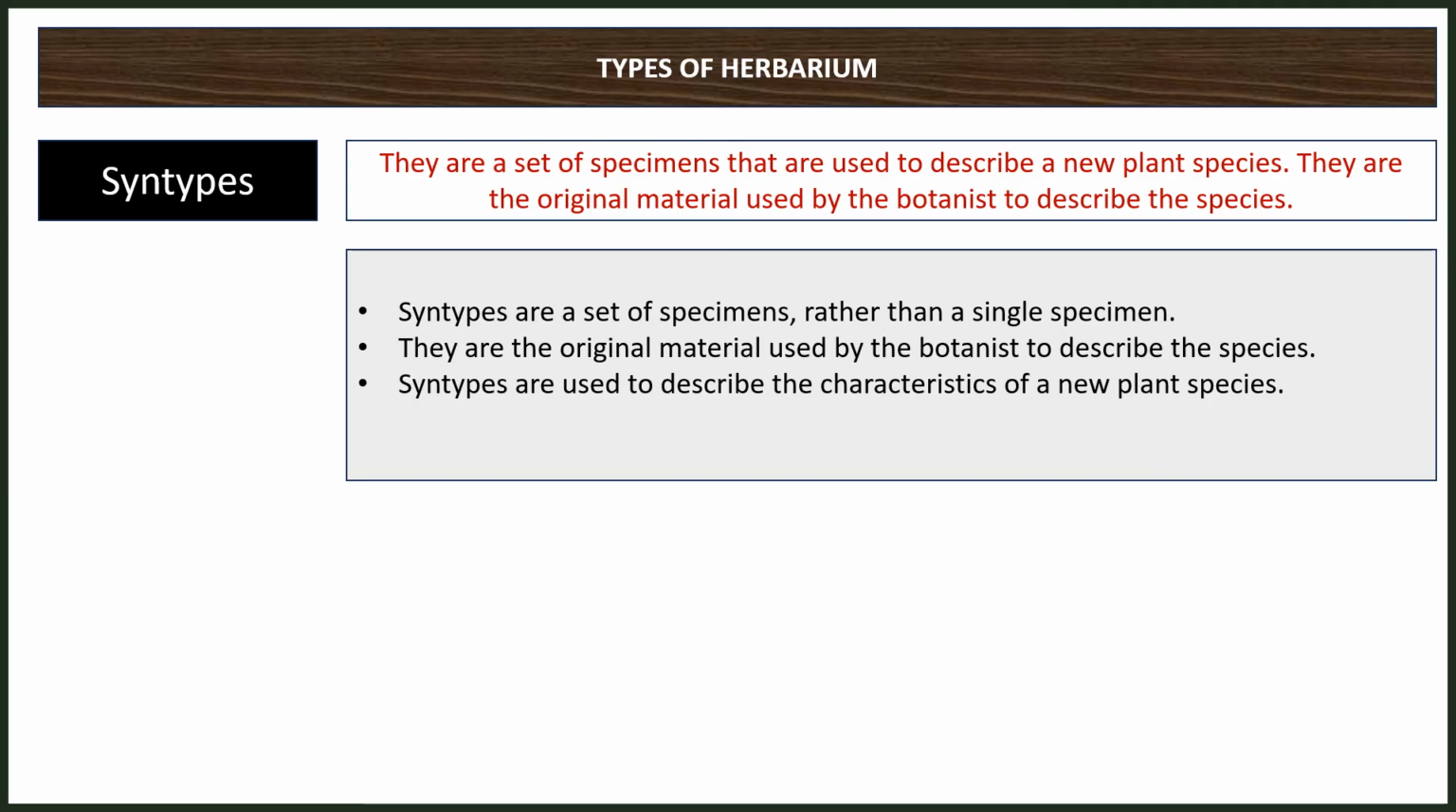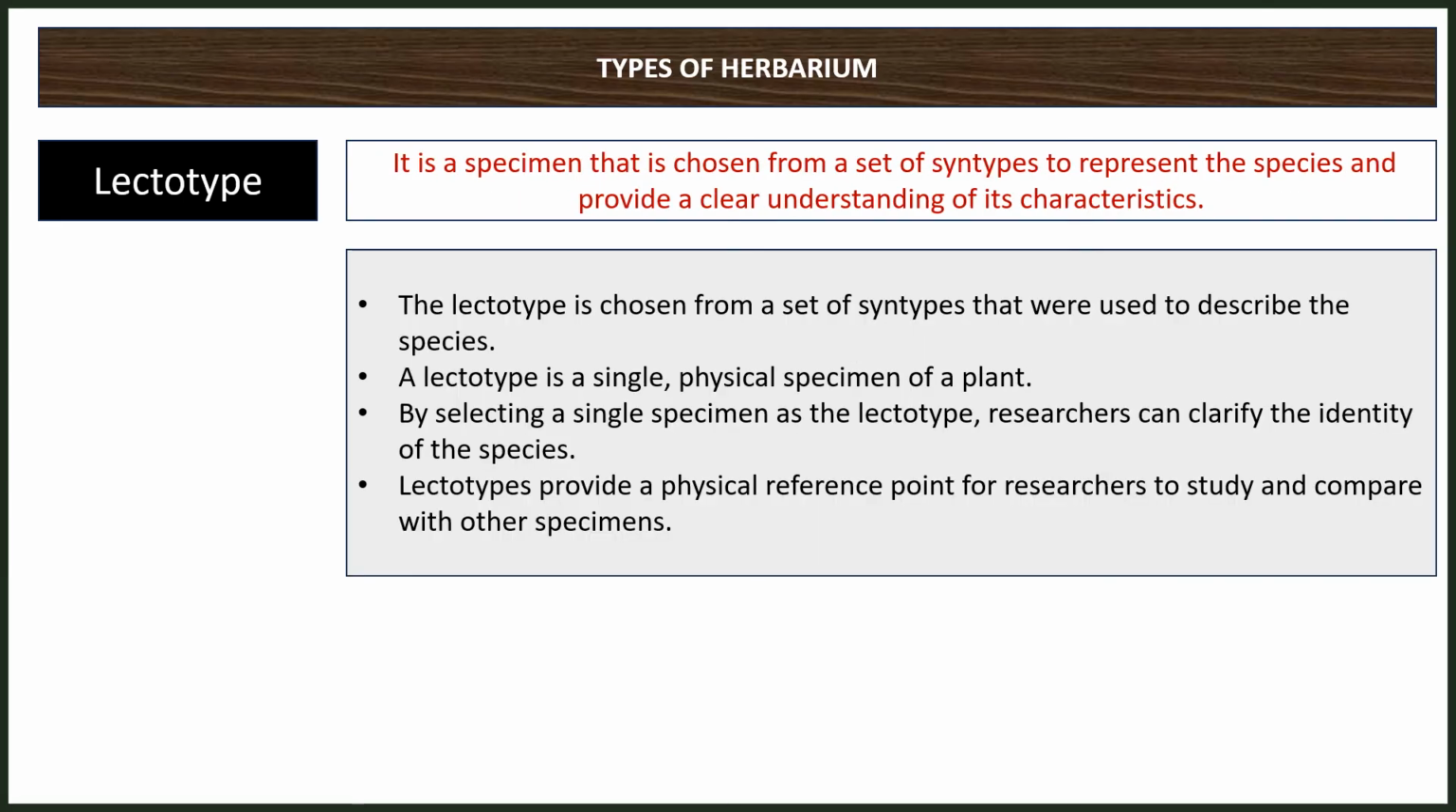And syntypes, they are a set of specimens rather than a single specimen, and they are the original material used by the botanist to describe the species, and they are used to describe the characteristics of the new plant species. Okay, lectotype. So if a particular specimen is chosen from among the set of syntypes to represent the species and provide a clear understanding of its characteristics, that is known as the lectotype.